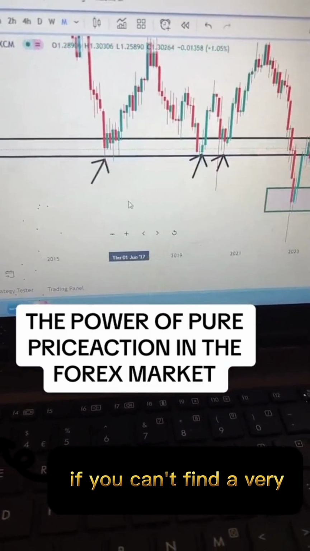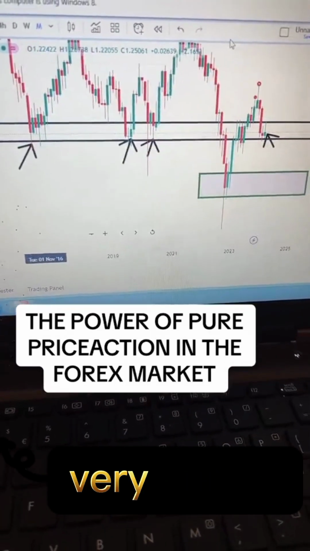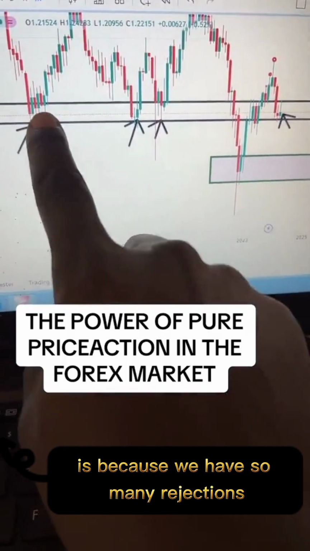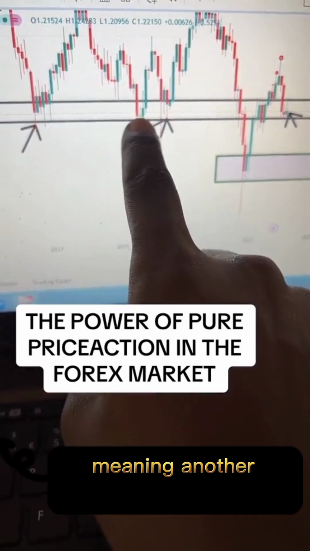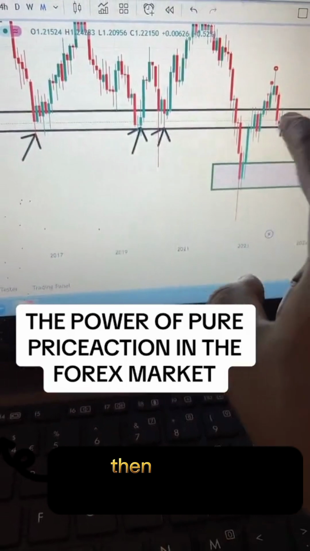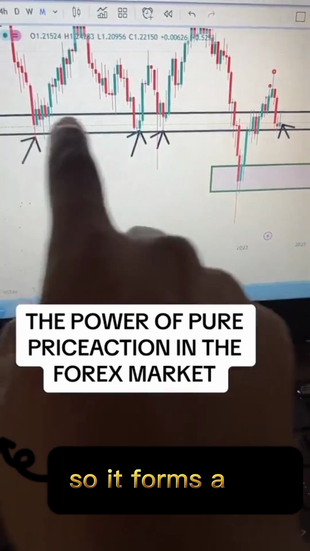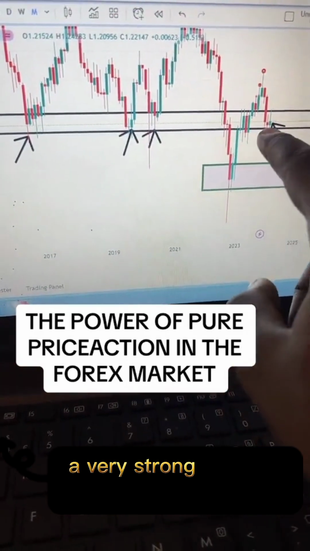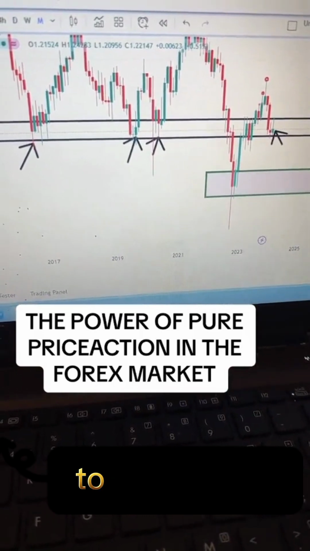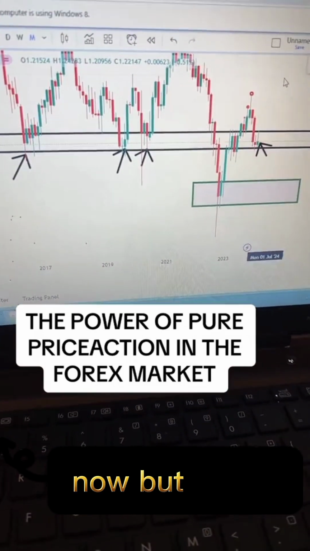If you want to find a very strong shoulder, why this shoulder is very strong is because we have so many rejections. This was the shoulder, another rejection meaning another resistance, then the next resistance. So it forms a very strong base, a very strong resistance zone that we're expecting price to go up. Okay, now, but that is the monthly chart.